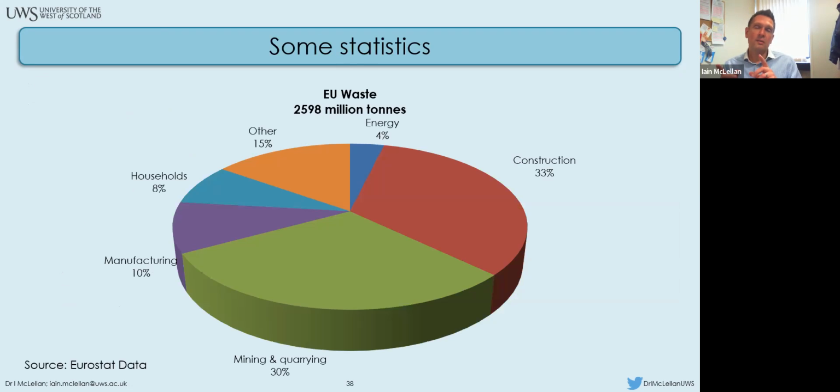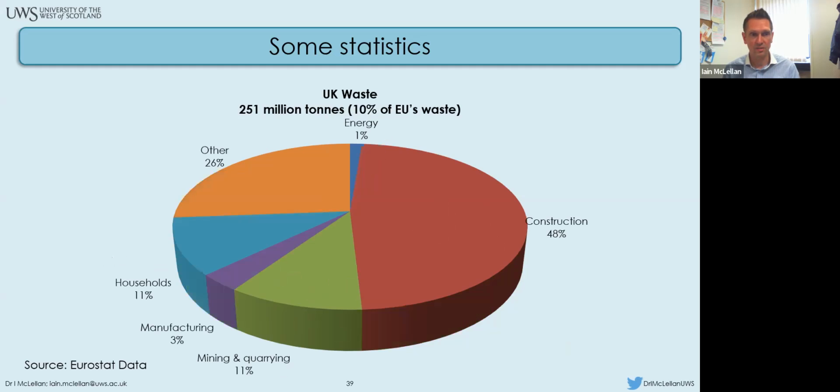The EU, these statistics are before COVID. COVID was its whole little aberration that's affected all statistics. So these are before COVID. 2.6 billion tonnes of waste was generated within the European Union before COVID, and most of it from the construction and mining sector. Compared to the UK, 2.6 million tonnes, again, mainly construction and mining.